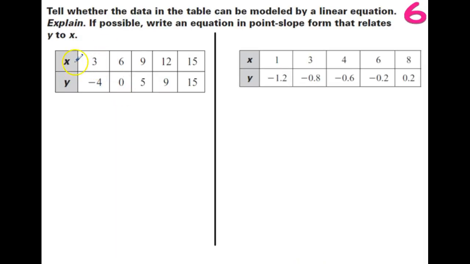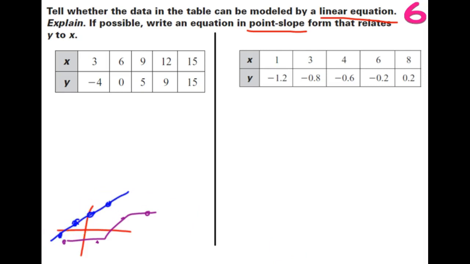So we did a couple problems like this the other day. It says, tell whether the data in the table can be modeled by a linear equation. If possible, write an equation in point-slope form that relates y to x. So first, in order for these to be a linear equation, they have to form a straight line. So if we plot some points and they form a line like this, well, that's not a very straight line. They need to instead form a nice straight line, or from one point to the next, our slope should be the same.